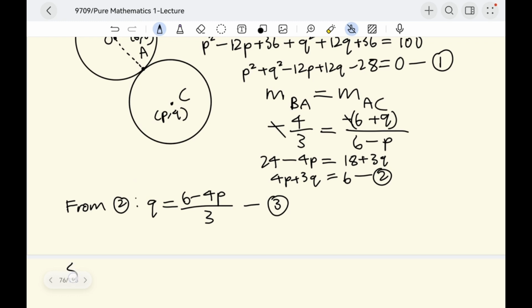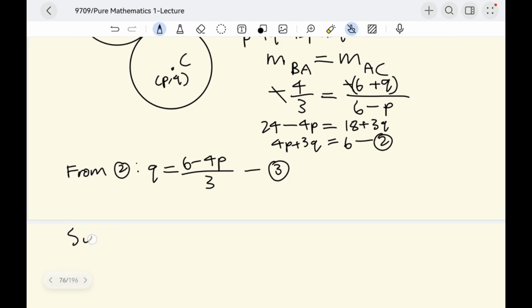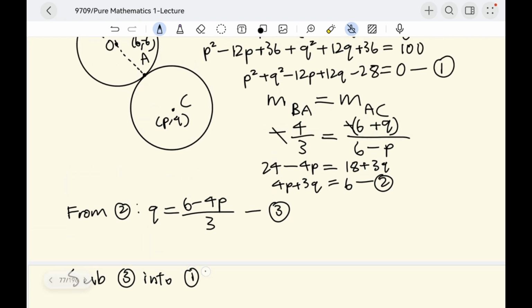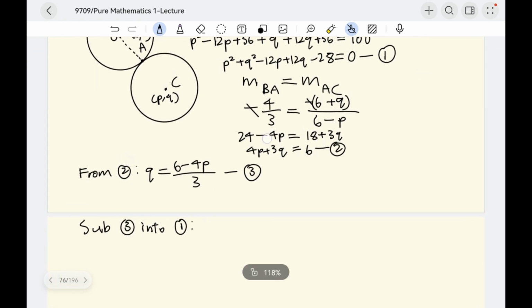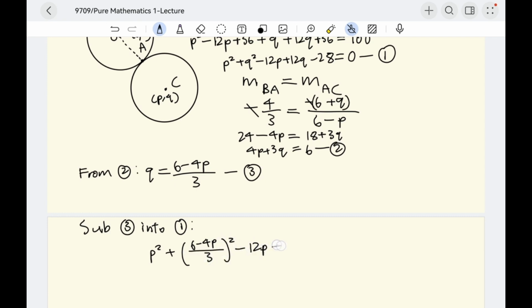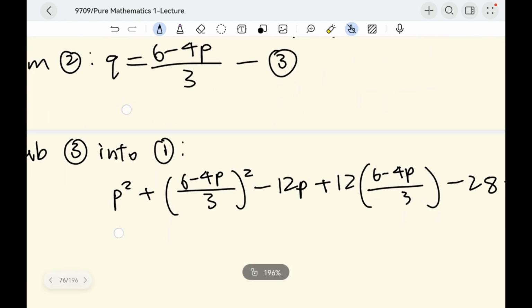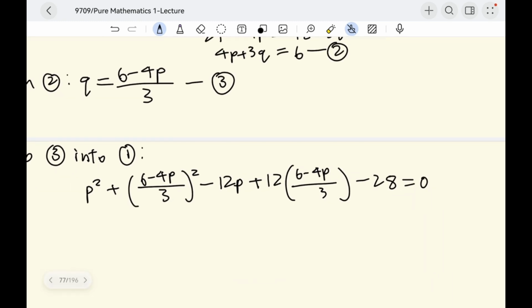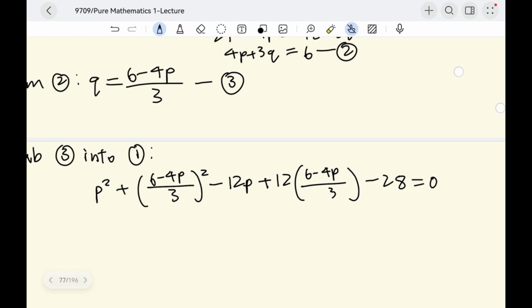Okay. And then next you substitute your third equation into the first equation. Okay. So I have p squared plus ((6 minus 4p) over 3) squared minus 12p plus 12 times (6 minus 4p) over 3 minus 28 equals 0. Okay, now it's time to expand and simplify. By right, you should get a quadratic equation, but only in terms of p.